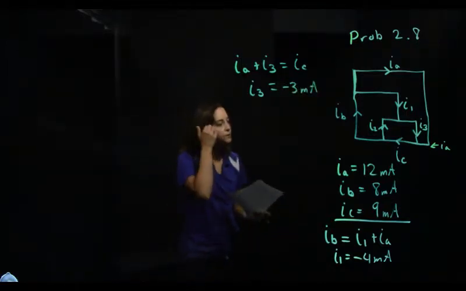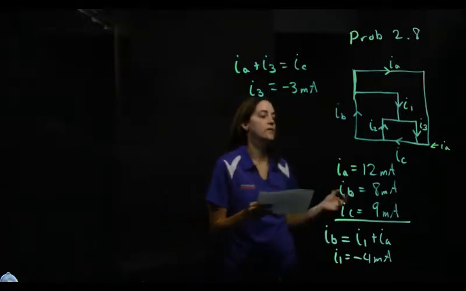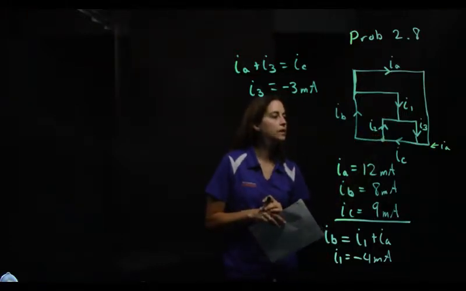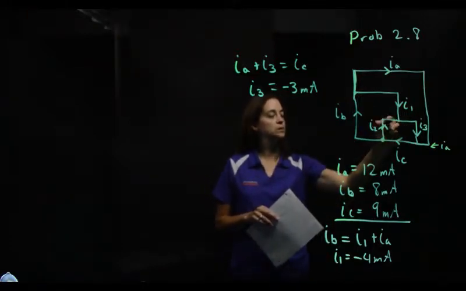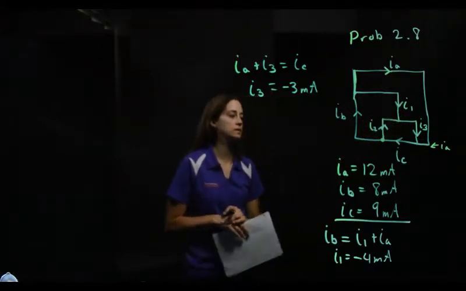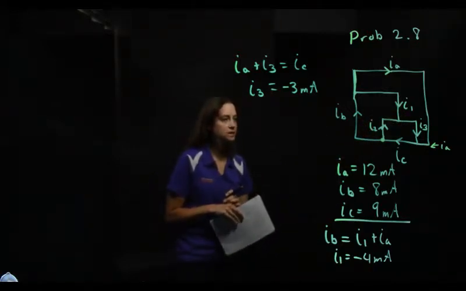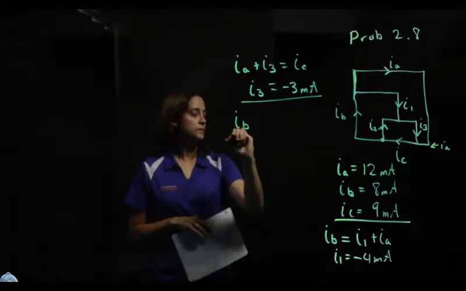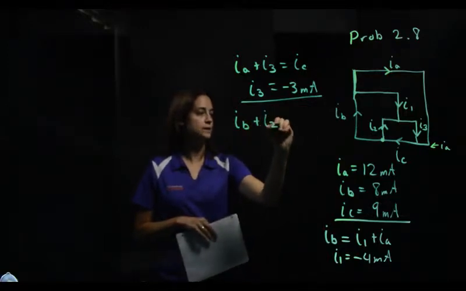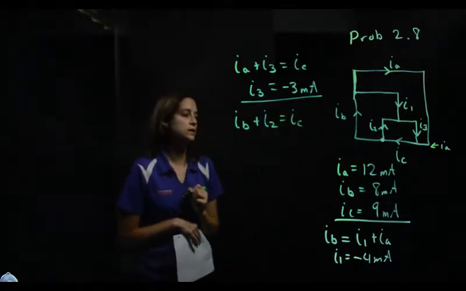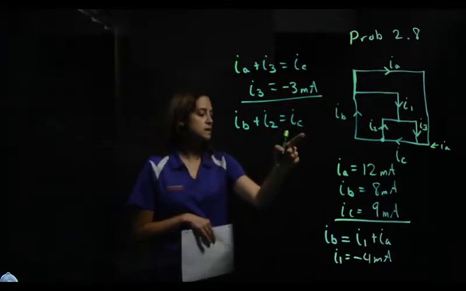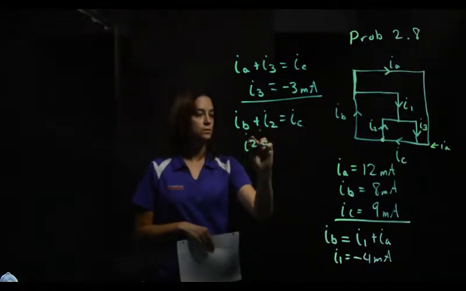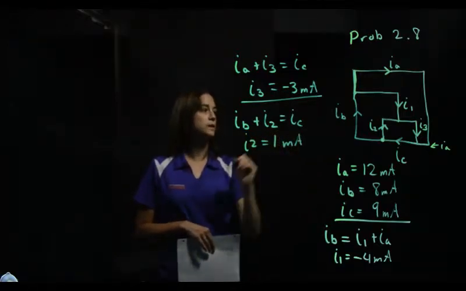I need I2. Well, now I have options, right? I know IB and IC, so I can look at this node and do it there. Or I can use my I1 and I3 to find that. Let's go ahead and use our IB, IC. Either will work. I have IB leaving. I have I2 leaving. I have IC entering. I know IB and IC, 8 and 9, so that gives me I2, that's a really big 2, is 1 milliamp.